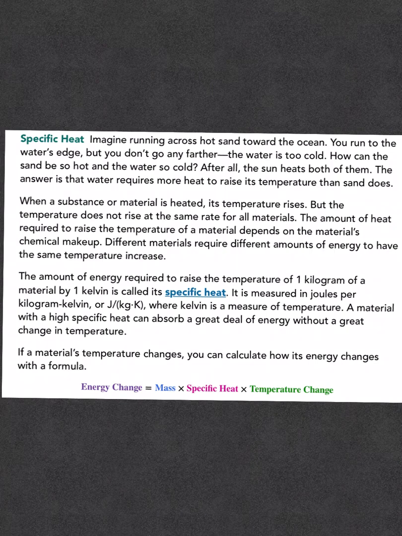And I'm going to stop over there. What do you think happens? Why is the water so cold and the sand so hot? And the first explanation that comes to my mind is that the sand is a solid, yes or no, while the ocean water is a liquid.